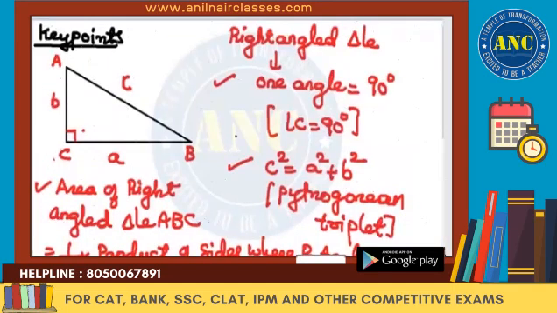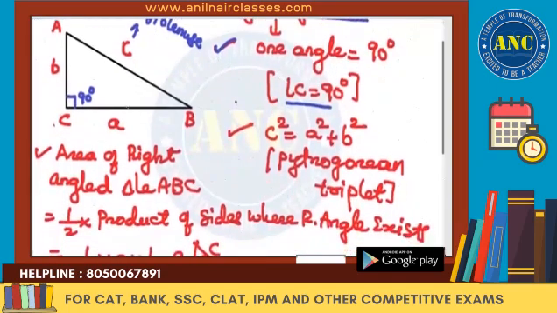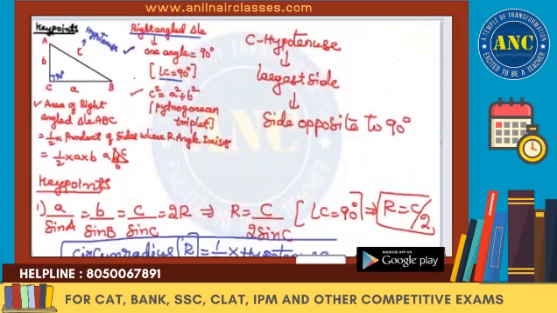Now listen carefully. Again, important key points. See here. All the problems today are with respect to the right angle triangle. Right angle triangle, one angle will be 90 degrees. So angle C is 90 degrees. Side opposite to 90 degrees is the hypotenuse. C is the hypotenuse. Hypotenuse is the largest side. So C square is A square plus B square, based on the Pythagorean triplet.